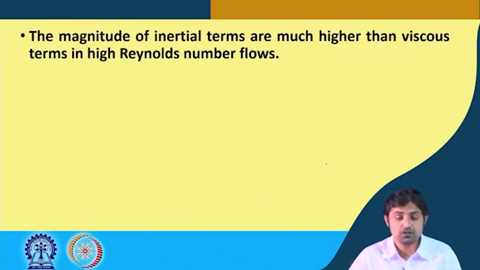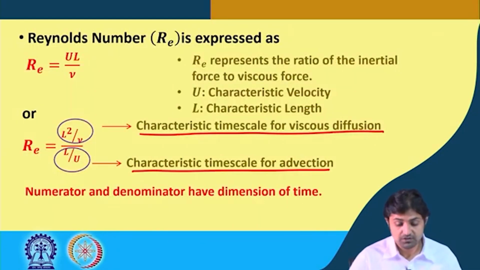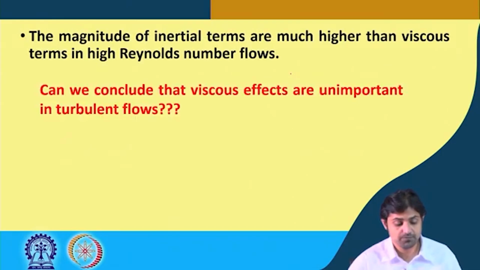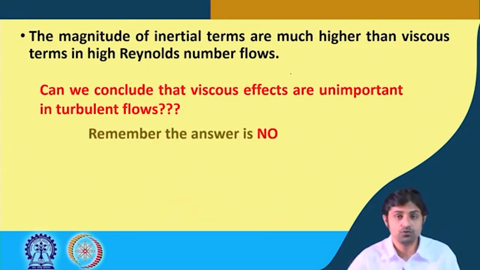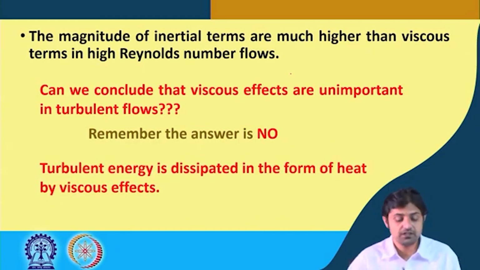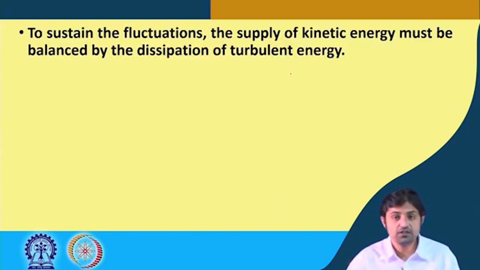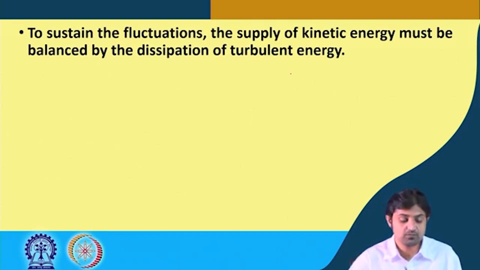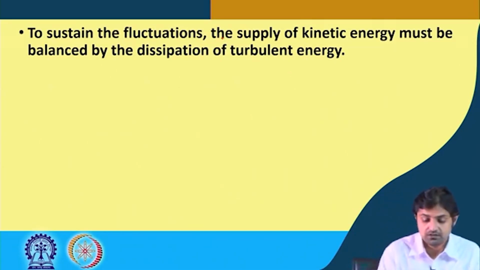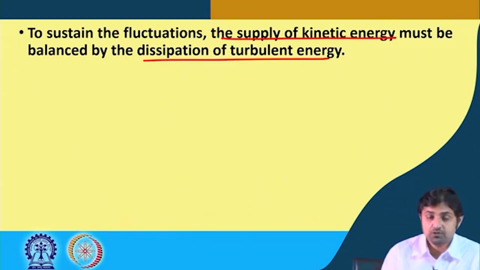The magnitude of inertial terms is much higher than viscous terms in high Reynolds number flows. That is true because it is the ratio of the inertial forces to viscous forces. So, can we conclude that viscous effects are unimportant in turbulent flows? No, it is very important, because turbulent energy is dissipated in the form of heat by viscous effects. Therefore, the viscous effects are very important in high energy turbulent flows. To sustain the fluctuations, the supply of kinetic energy must be balanced by the dissipation of turbulent energy. This is the important thing, supply of kinetic energy must be balanced by the dissipation of turbulent energy.